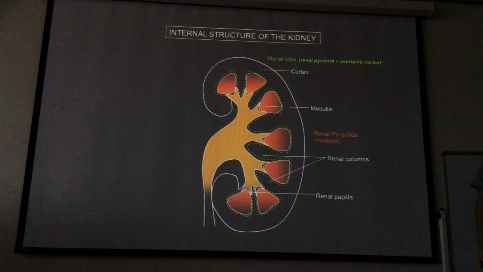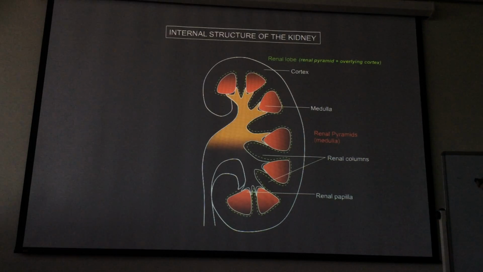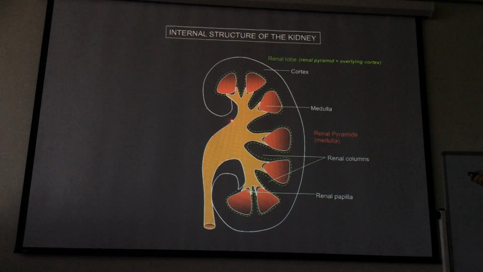I will explain it later, don't worry. So now, what I have highlighted is the whole of the calyceal system. So this is the pelvic calyceal system.